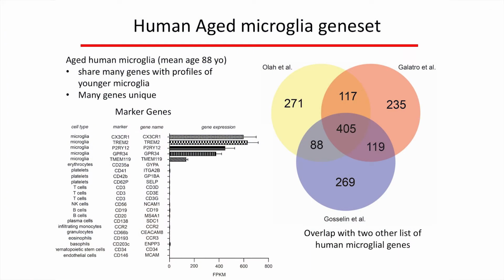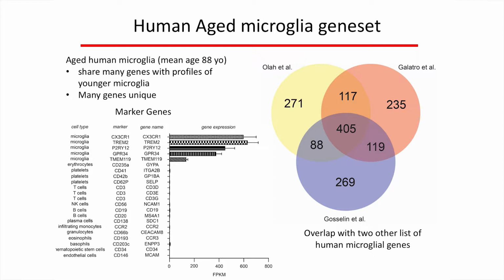So we actually looked at two other papers that had reported expression patterns of human microglia that were published last year. There's a lot of overlap. There's two other papers, Galatro et al. and Gosselin et al. These are quite different. These are actually relatively young individuals, pediatric and young adults. These are middle-aged individuals, and we have older individuals.